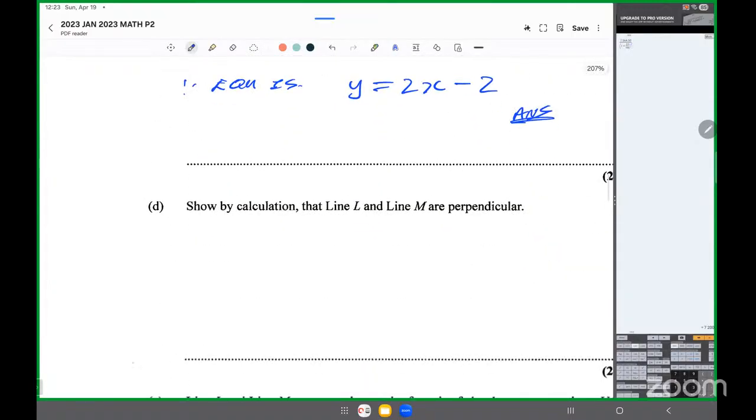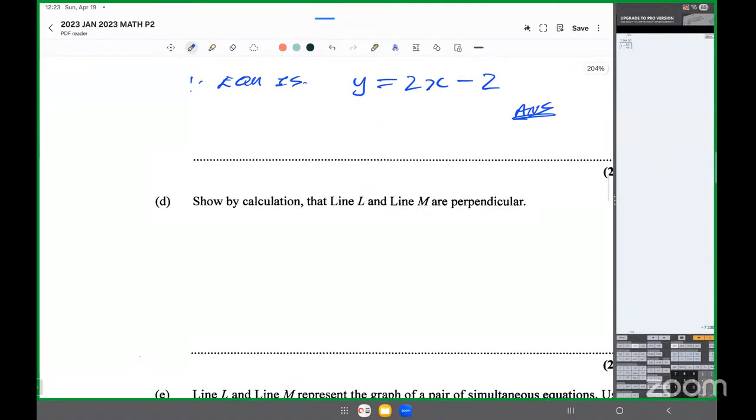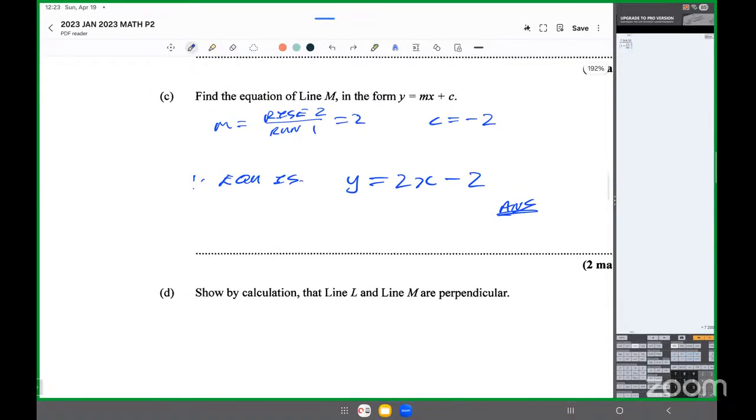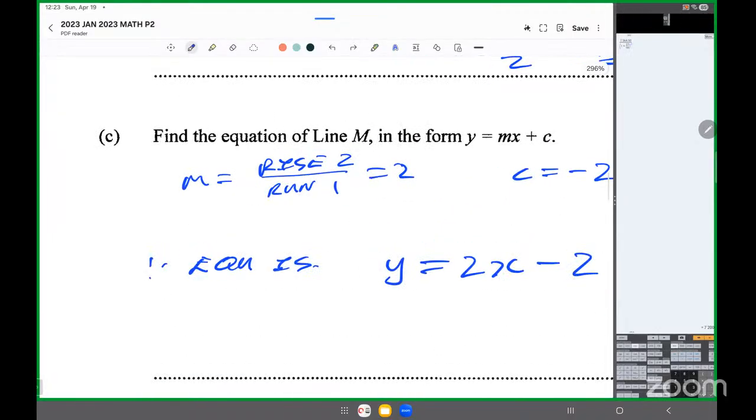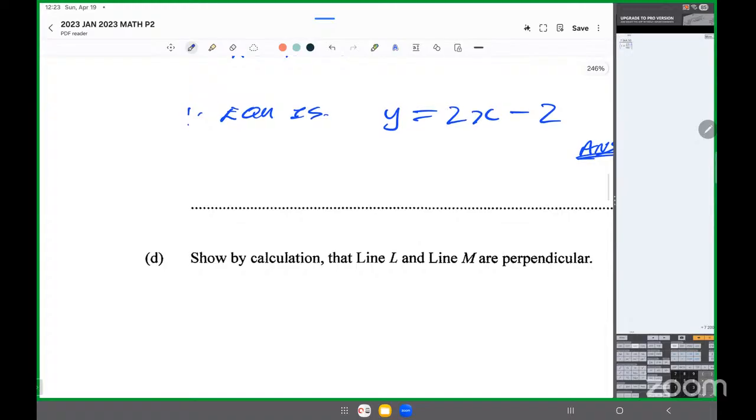Next part now says, show by calculation that line L and M are perpendicular. If they're perpendicular, then the product of the gradients is equal to negative 1. We already know the gradient of line M is 2. So put a little capital M on here. So the gradient of line M, we already know is 2.